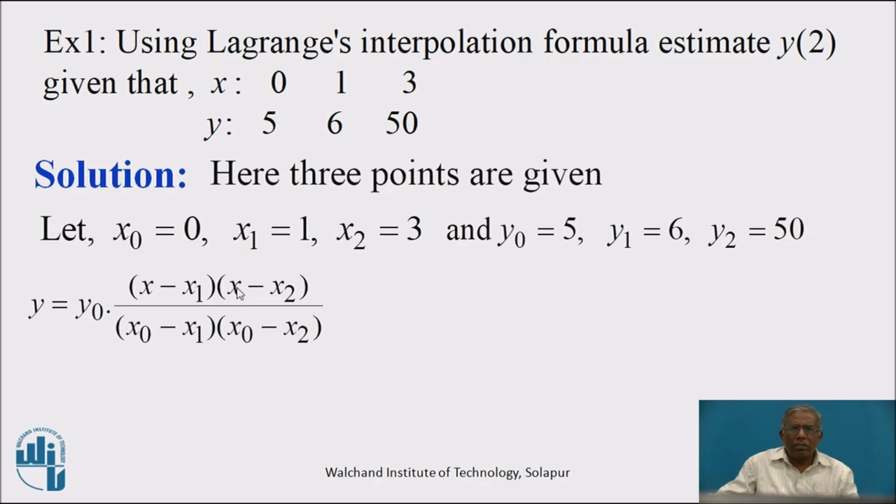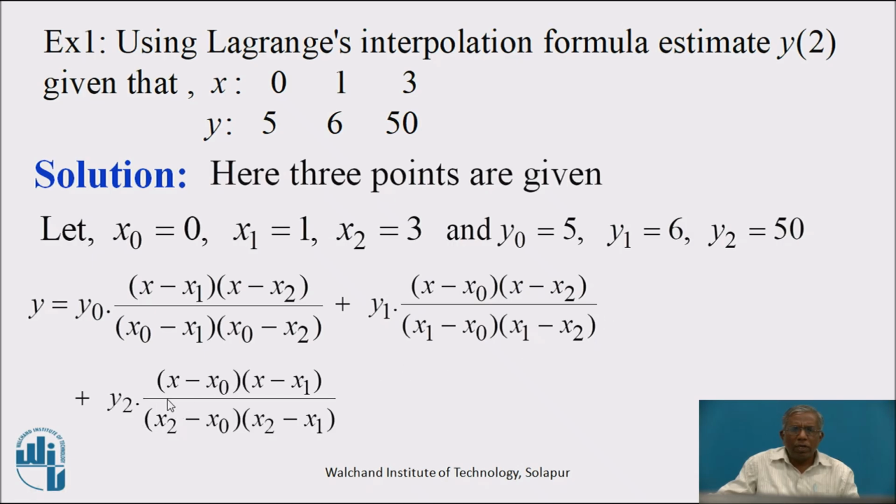We know that Lagrange's interpolation formula for a set of 3 points is y equal to y0 into, in numerator (x minus x1) into (x minus x2), and in denominator (x0 minus x1) into (x0 minus x2), plus y1 into, in numerator (x minus x0) into (x minus x2), in denominator (x1 minus x0) into (x1 minus x2), plus y2 into, in numerator (x minus x0) into (x minus x1), upon in denominator (x2 minus x0) into (x2 minus x1).